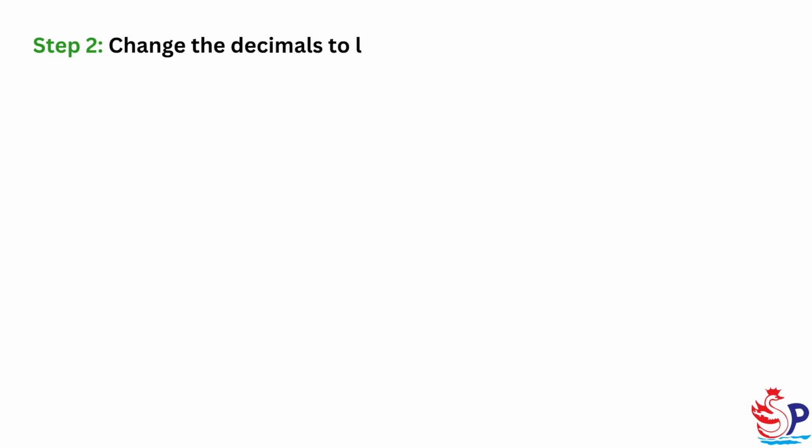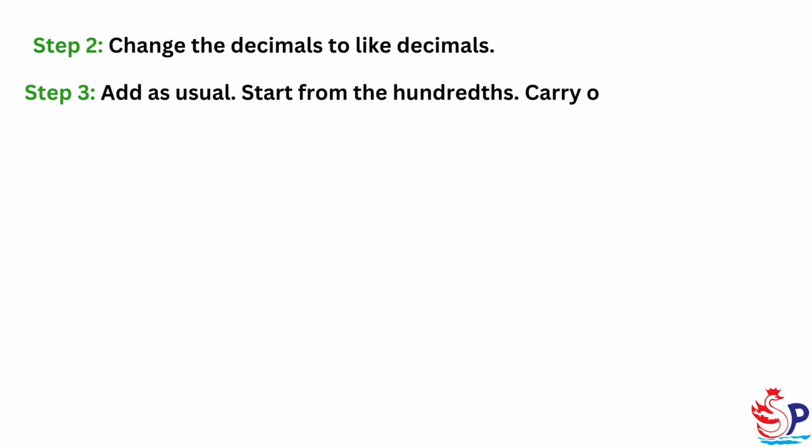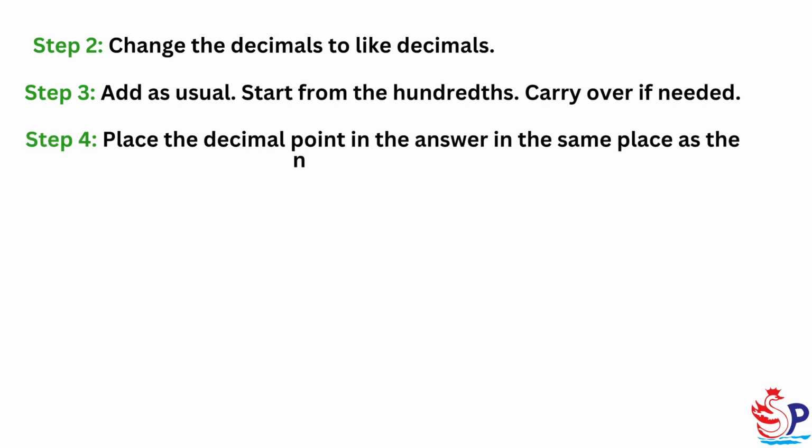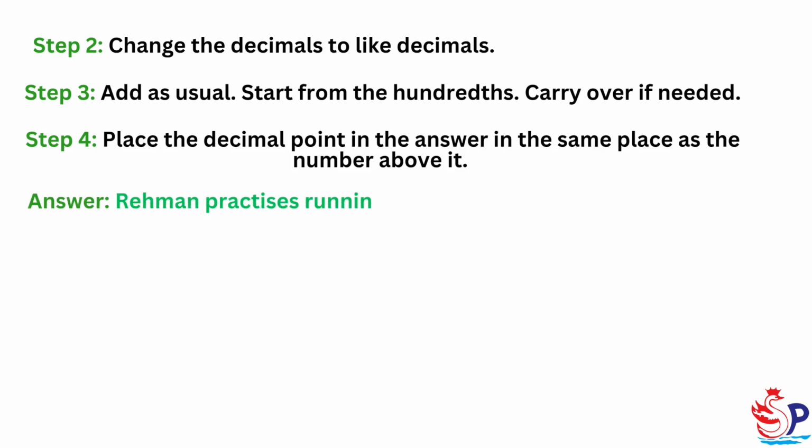Step 2. Change the decimals to like decimals. Step 3. Add as usual. Start from the hundredths. Carry over if needed. Step 4. Place the decimal point in the answer in the same place as the number above it. Answer: Rahman practices running 6.28 kilometers in all.